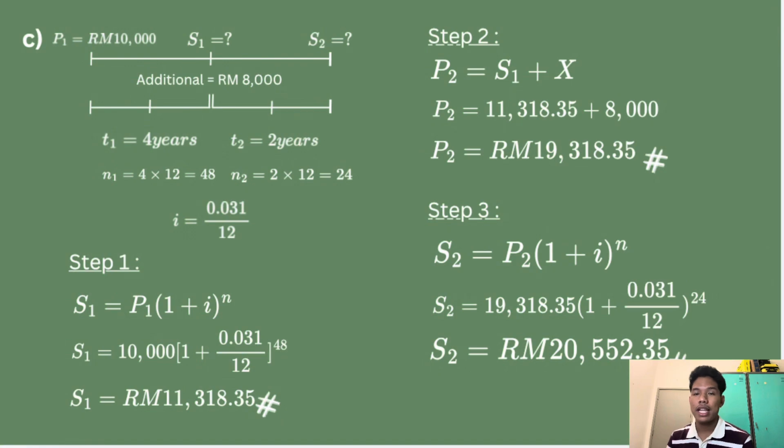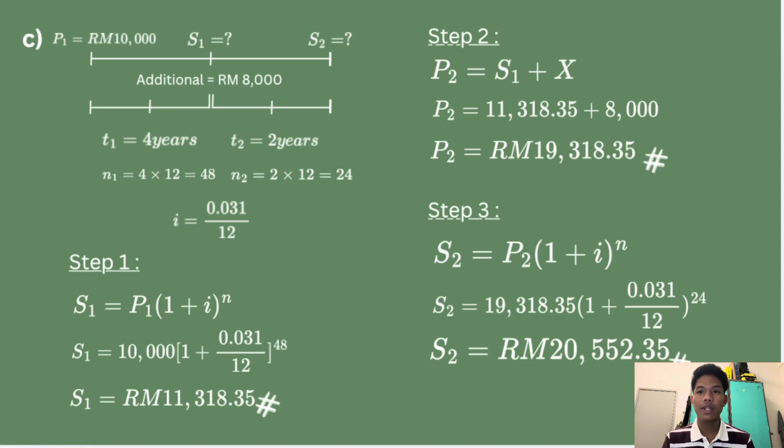And the last step is step 3. The formula is S2 equals P2 (1 + i)^n. Next, S2 equals 19,318.35 (1 + 0.031/12)^24. So the n is 24. So the answer is S2 equals RM 20,552.35.